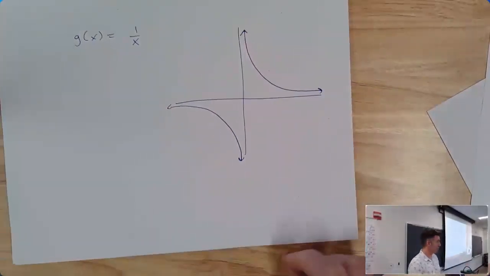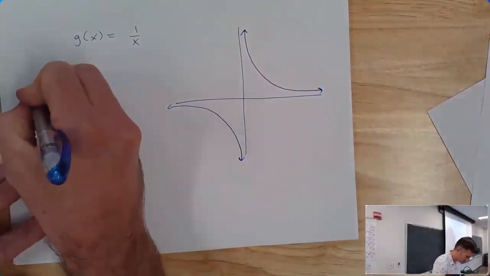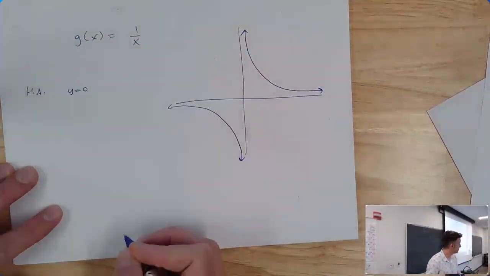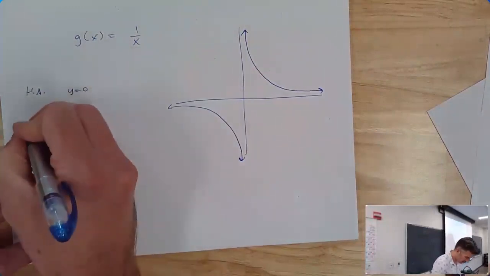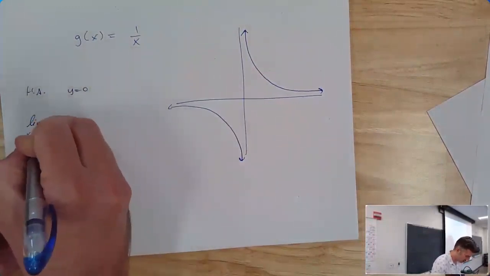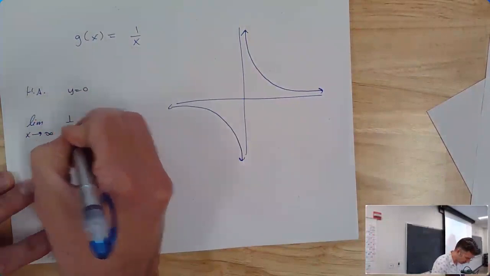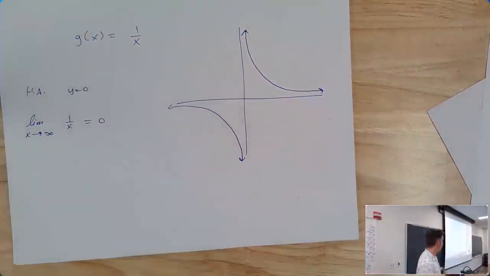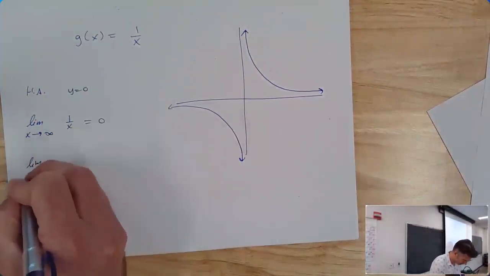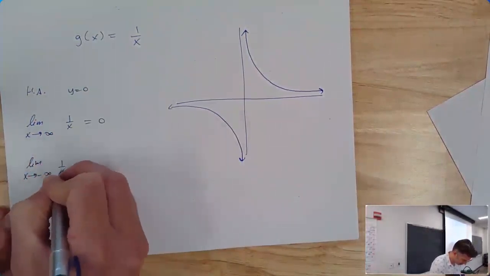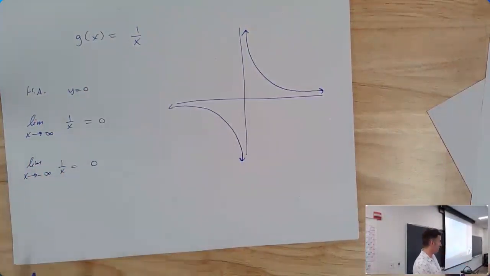Definitely has a horizontal asymptote at y equals 0. And we see that the limit as x goes to positive infinity of 1 over x is 0, because we're getting very, very small. And the limit as x goes to negative infinity of 1 over x is also going to be 0, because again, we're getting very, very small.